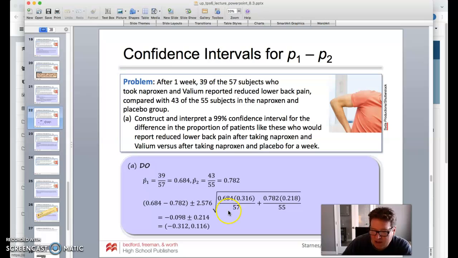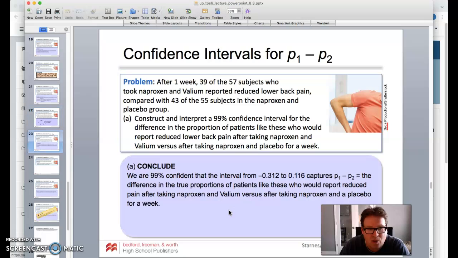Okay, so now what does that mean? Well, let's interpret that. That's obviously what we're going to do. We're going to conclude that we are 99% confident that the interval captures the true difference of the proportions of patients like those who would report reduced pain after taking naproxen and Valium versus taking naproxen and a placebo for a week. So we're 99% confident that that interval contains the true difference in proportions.